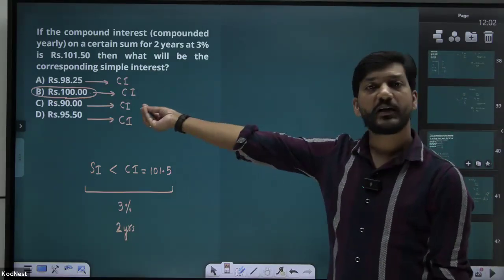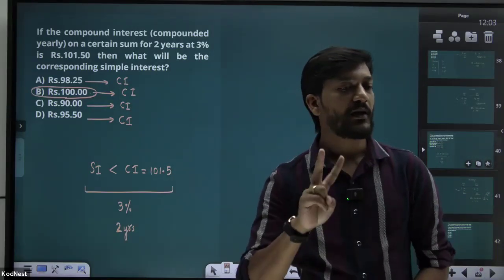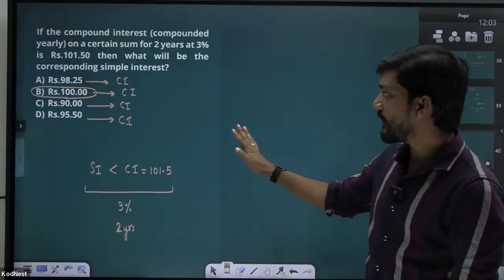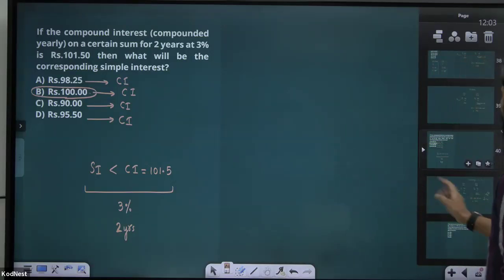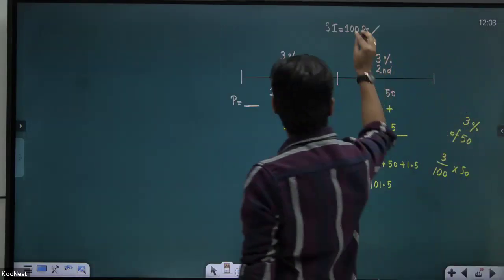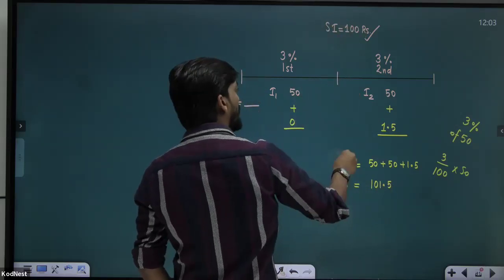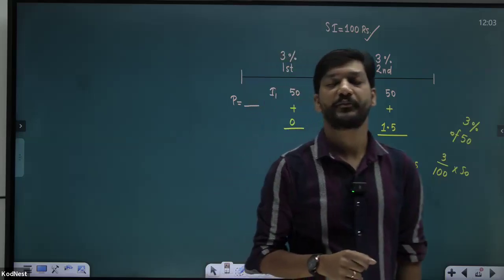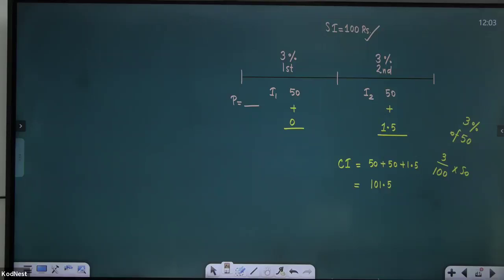So if you take simple interest of 100, then you will get the compound interest of 101.5. So going opposite is not practical. It is very difficult; we cannot do it. But yes, using machines we can do it. But we have to take the help of the options. Any option which gives you 101.5 as the compound interest is the right option. Understood or not? Please confirm this. We will not go opposite. We will go in the same direction, but we will take the help of the options.